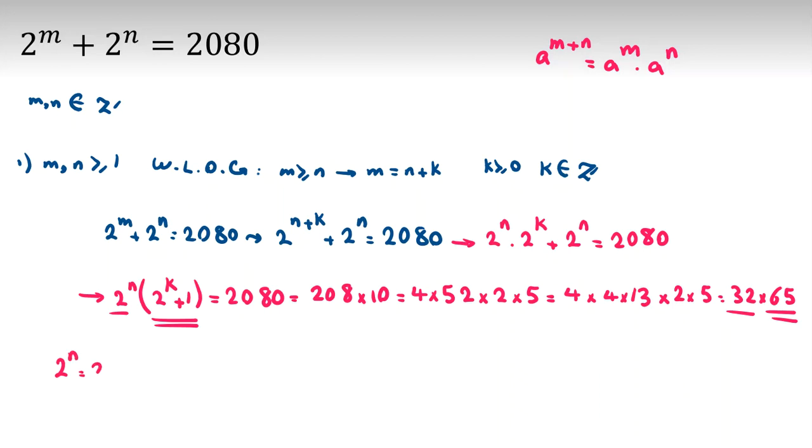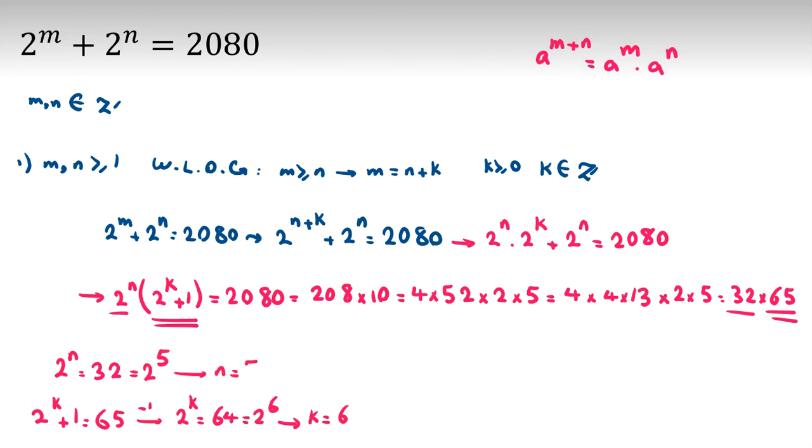So 2 to the n equals 32, and 2 to the k plus 1 equals 65. If we subtract 1 from both sides, 2 to the k equals 64, which is 2 to the 6, so k equals 6. And 32 is 2 to the 5, so n is 5. Now, here we know m is n plus k, which is 5 plus 6, which is 11.